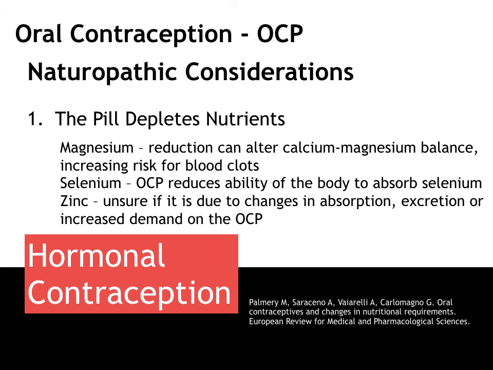Magnesium could again be related to the blood clotting risk, but that is a possible depletion as well. Selenium can be potentially relevant, and zinc is again a possible reduction. So some of these might be more or less significant, but these are some of the nutrients to be aware of that there may be depletions of.